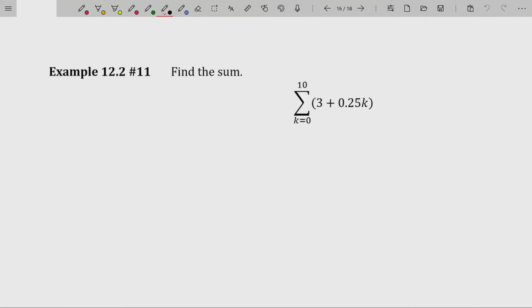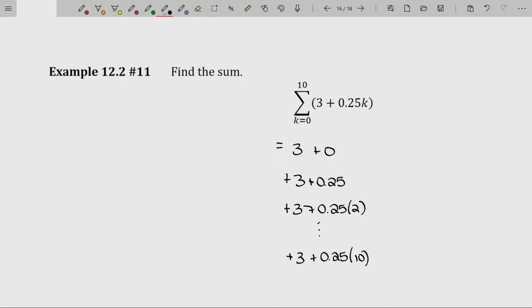So here we are, we're asked to find the summation. Remember, summation notation just means that this is going to be 3 plus 0 plus 3 plus 0.25 plus 3 plus 0.25 times 2, and so on and so forth down the line until you get to 3 plus 0.25 times 10. So I started with the index of 0 for k, plugged that in, and then incremented to k equals 1, k equals 2, all the way until k equals 10. That was from our summation notation lecture. And really what you're doing is taking a sequence of values, 3 and 3 plus 0.05, basically an arithmetic sequence.